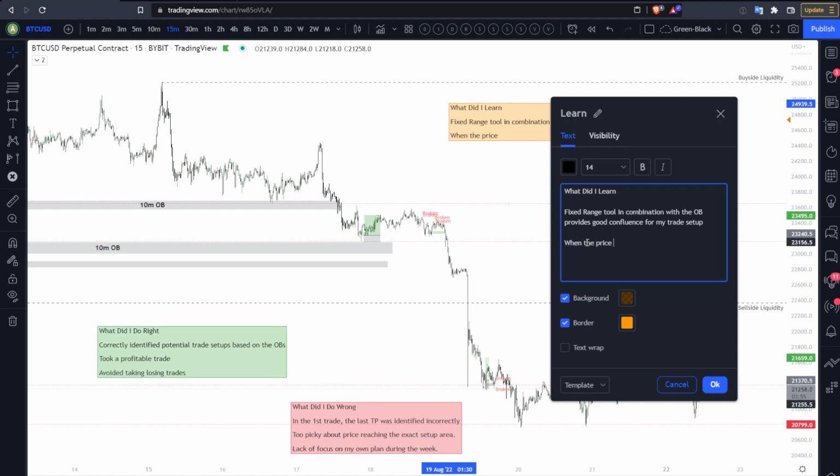The price does not revisit the gaps or the order blocks. It means that the market is extremely, well, in this case, extremely bearish.